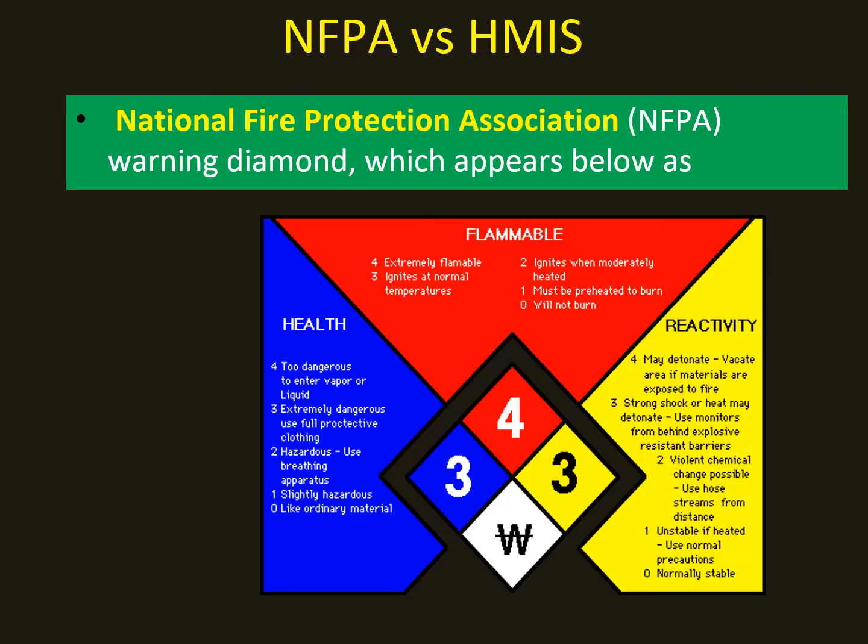There are two systems, the NFPA system and the HMIS system. NFPA is the National Fire Protection Association. You can see here it's a diamond shape, and the blue color is responsible for health, the red one is flammability, and the yellow one is reactivity. For a given chemical, we have these three colors and different numbers. The lower number means low hazard, and the higher number means higher hazard. For instance, this symbol has the number 4 for flammability, which means it is extremely flammable. If you have a 0, it will not burn. You will have some idea about this.